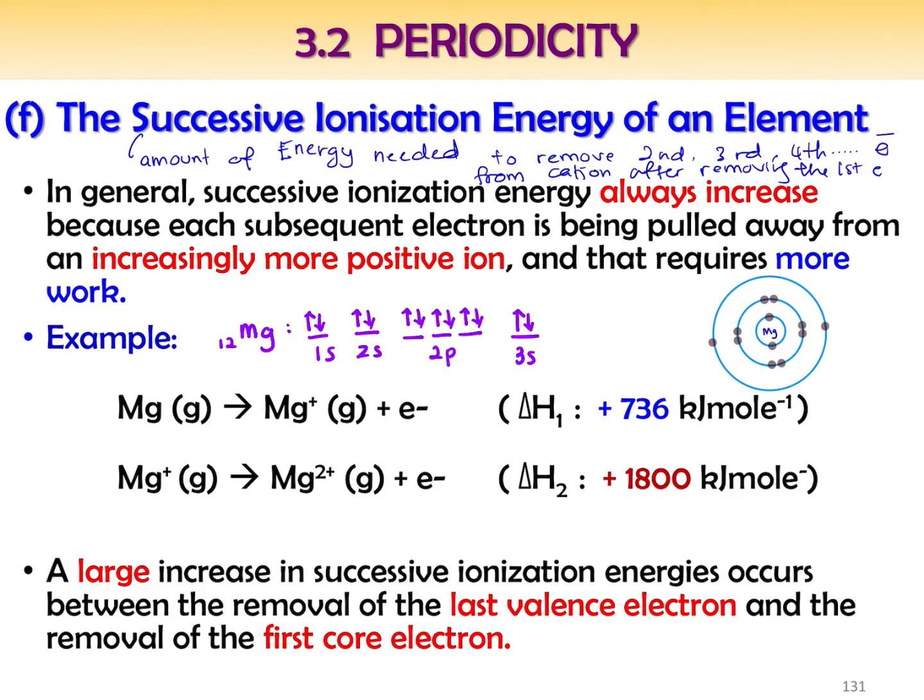So, in general, successive IE ni dia akan always increase. Why? Because each subsequent electron yang kita pull away secara berturutan, it is being pulled away from an increasingly more positive ion. So maksudnya it need more energy. Okay, so bila kita perlukan more energy, the IE value semakin tinggi lah. Semakin gradually dia akan increase.